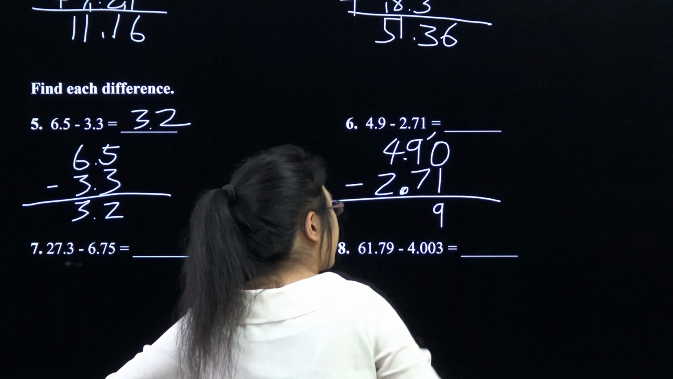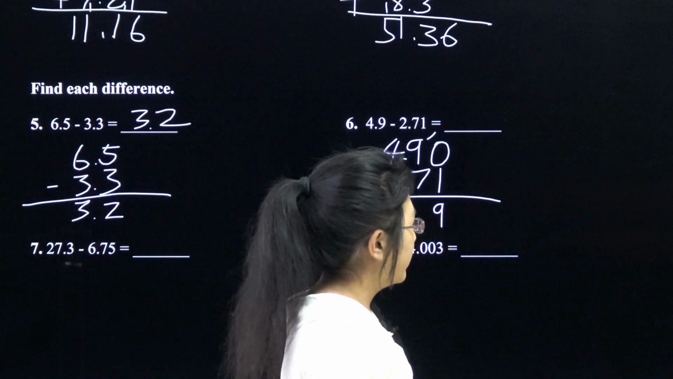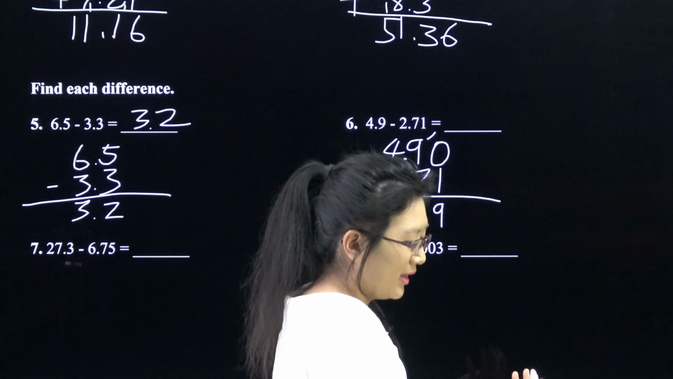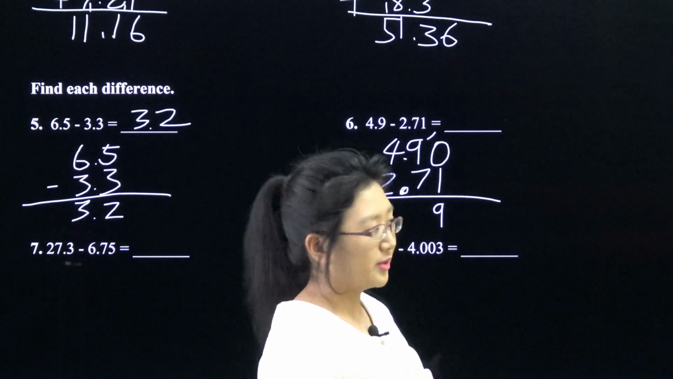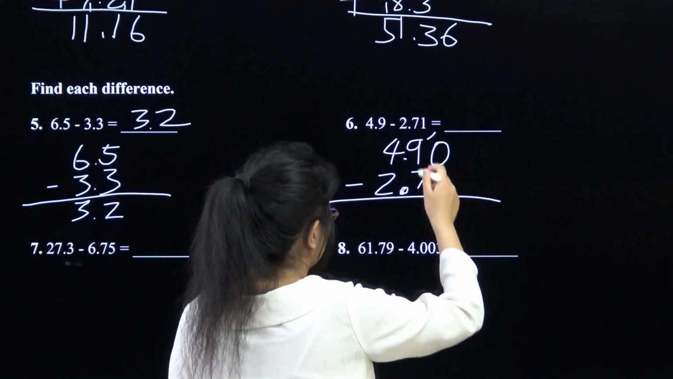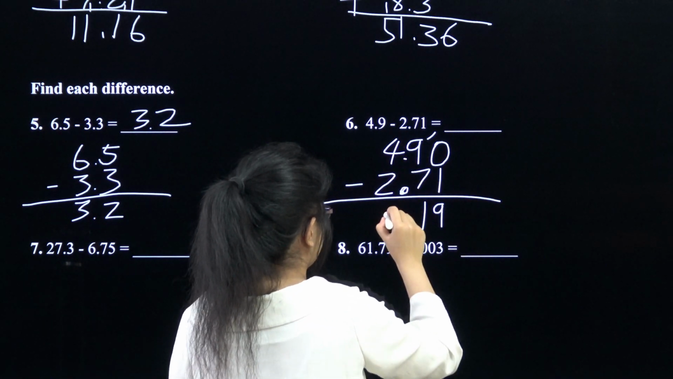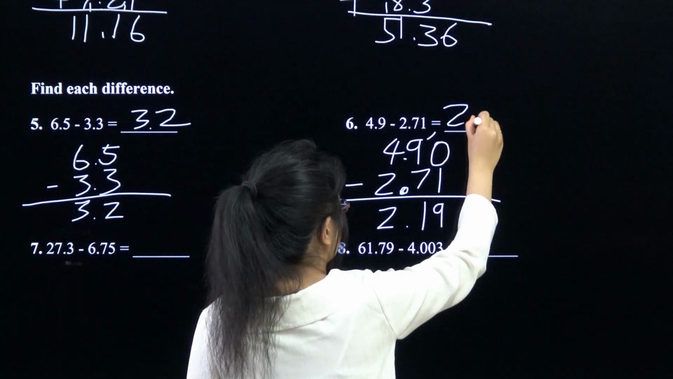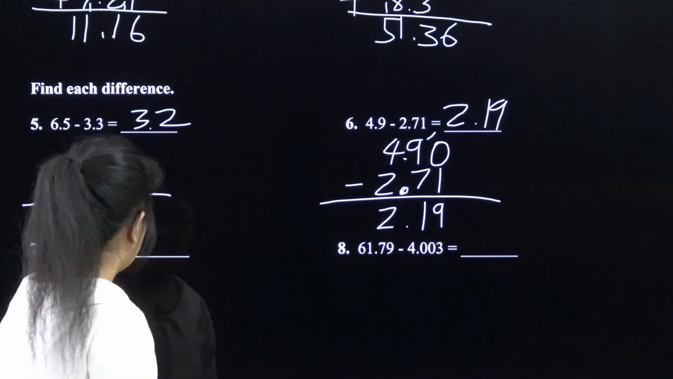Now you might want to put a 0 here to fill in the blank spot and help you visualize regrouping. But after doing it for a while, you usually get used to it enough that you don't need to put the 0. So 9, you've taken off 1, so that's 8 now. 8 minus 7 equals 1. 4 minus 2 equals 2. Step 3, add in the decimal point, and you get 2.19.